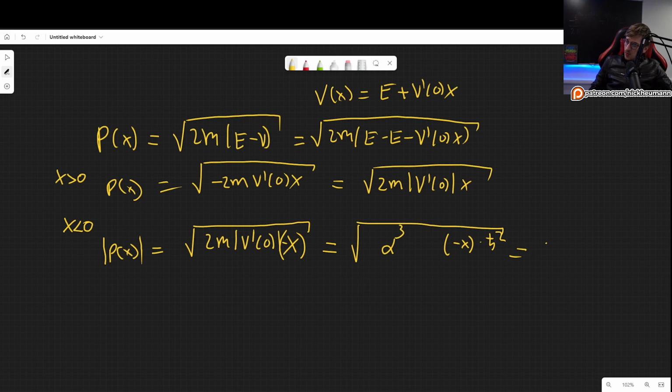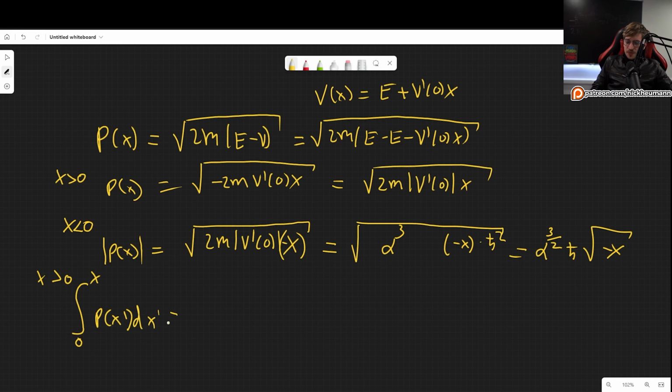So by doing that, we get alpha to the 3 over 2 h bar and then square root of minus x, right? That minus x, of course, ensures that the momentum will be real, because x is always negative in this region, so we get minus a negative number, which is positive. Okay, so now let's integrate both of these amounts. So in the case x greater than 0, we integrate from 0 to x of p of x prime dx prime. And that is the result that we got.